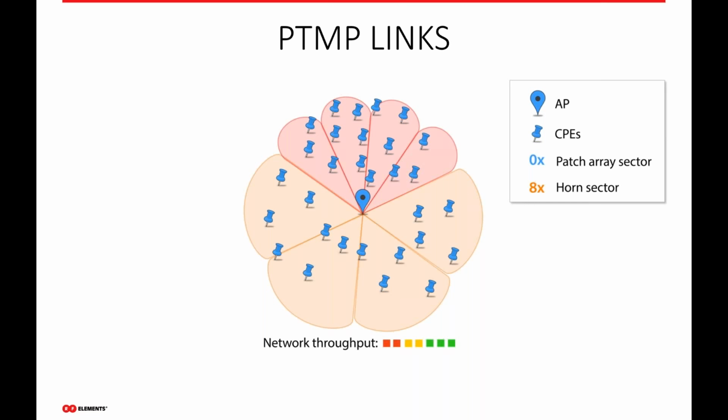So really, horn antennas or antennas with no side lobes really make the biggest difference in the world for how your ISP runs, how reliable your service is, and really what your reputation looks like in this industry, which we know is really important.